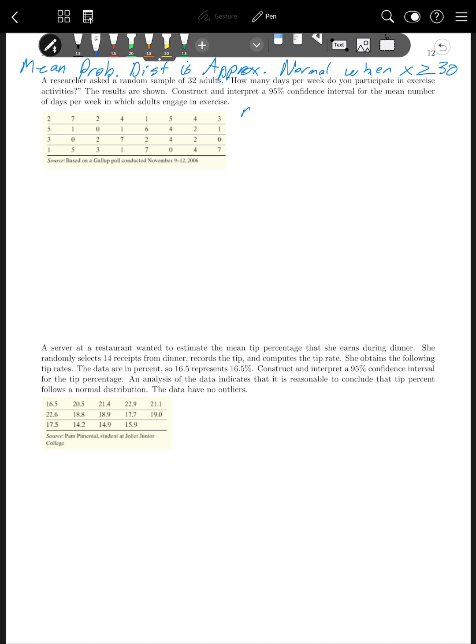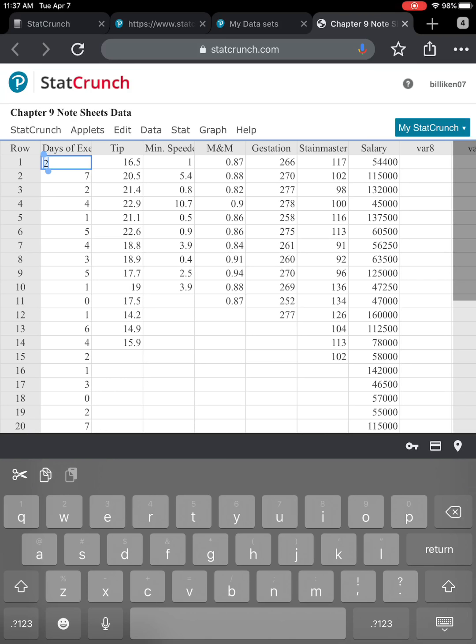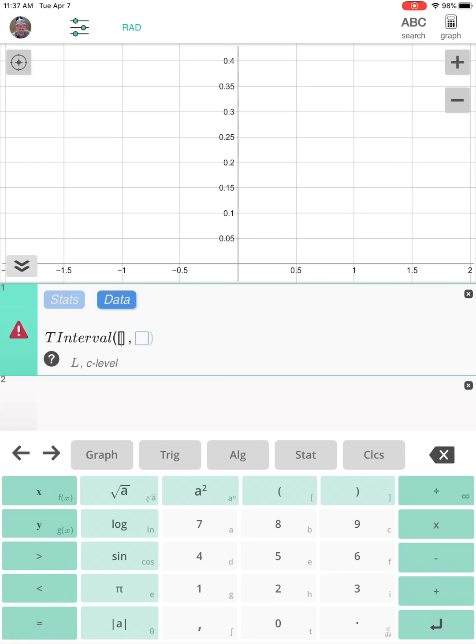So our mean, this is something from Chapter 8, our mean probability distribution is approximately normal when n is greater than or equal to 30. So in this first example, n equals 32, so I don't have to worry about that. Okay, so great. Now we can do our t-interval.